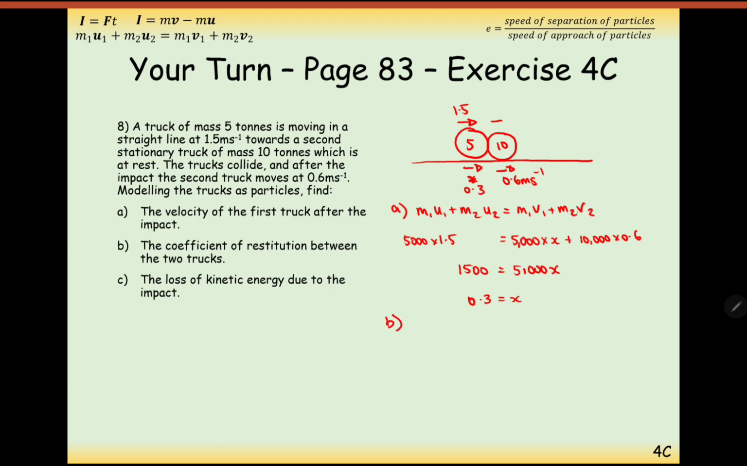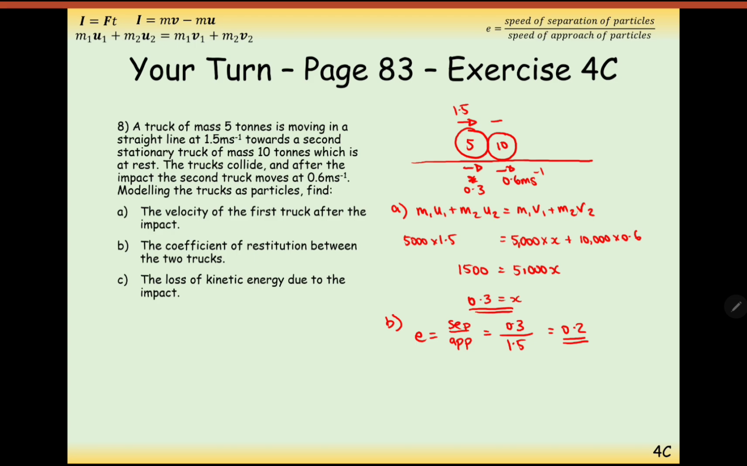Now we need to work out the coefficient of restitution. e equals separation over approach. So the separation here is going to be 0.3 on the top, because 0.6 take away 0.3 is 0.3, divided by 1.5, and 0.3 divided by 1.5 is 0.2, which is 1/5.